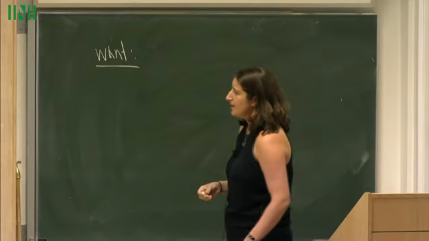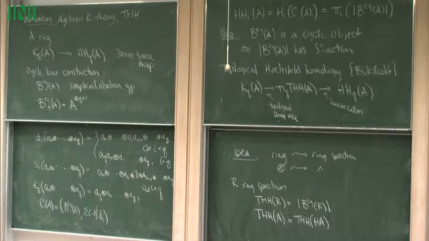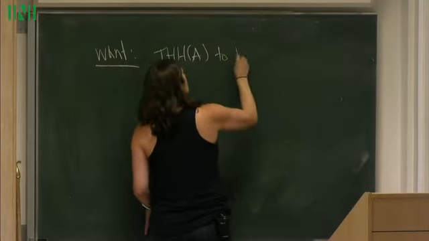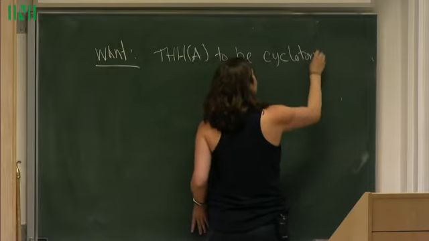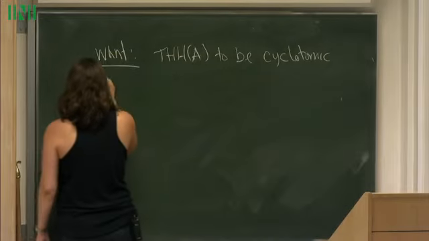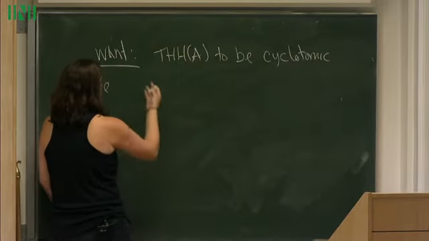It turns out that what we need out of topological Hochschild homology, if you have an eye towards algebraic K-theory, is you want THH of A to be what's called cyclotomic. Okay, so what does that mean? So in other words, one characterization of what it means to be cyclotomic is as follows.